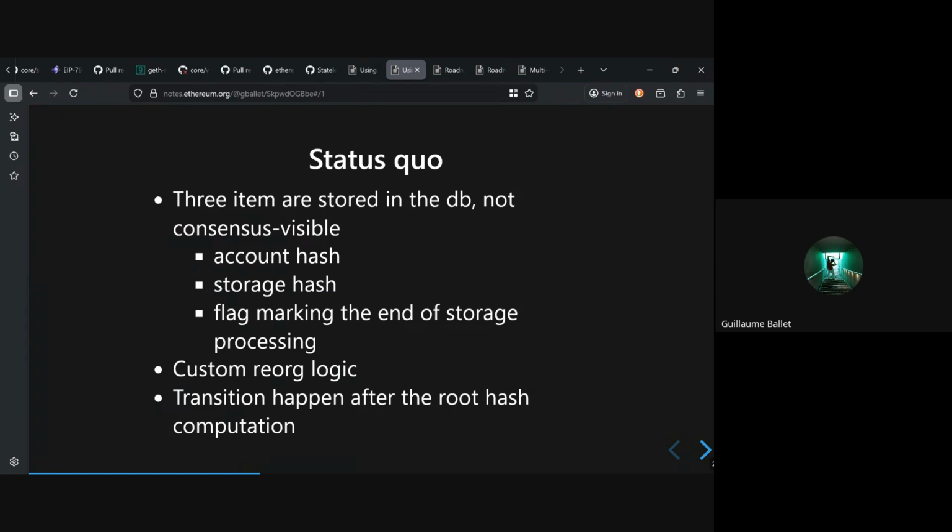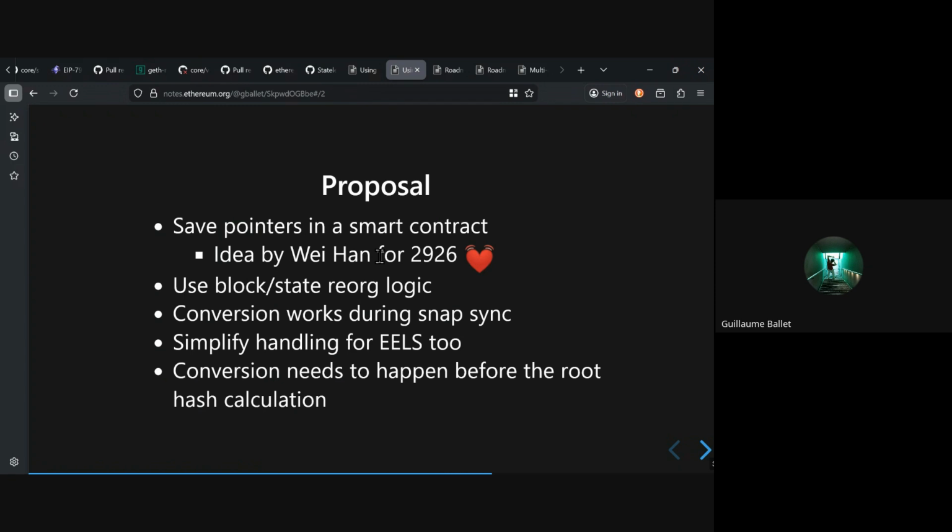The advantage of this is that you can first compute the root hash and then store the transition pointers. You can start doing the transition for the next block before. Basically, because it's not in consensus, you can do that whenever you want and however you want. The problem is that you need to write some custom reorg logic if something happens, and this was notoriously difficult. That broke many shadow forks. So I wasn't very happy with this, but there was no better proposal until this one.